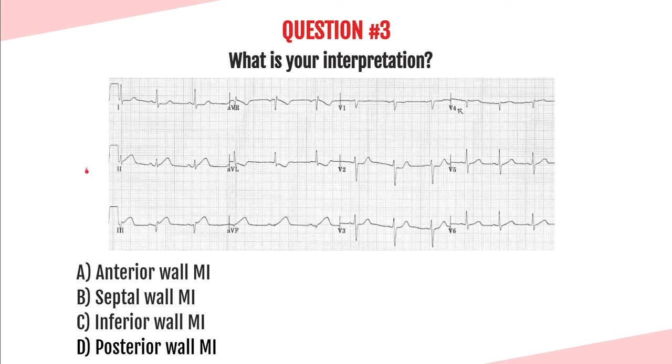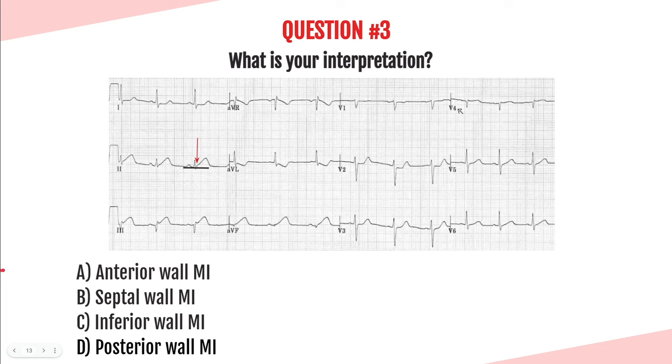So let's draw that line from our PR segment straight across. And let's find our J point now. I know it's difficult to see, but I see about 1 millimeter of ST elevation. So we'll just make a note of that right now. Okie dokes. So we're going to move on to lead number 3 next.